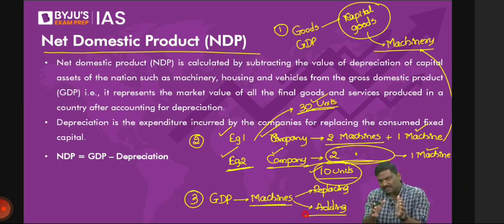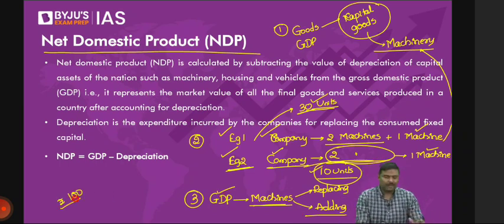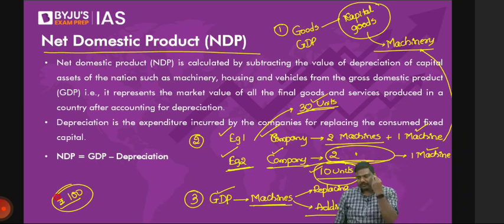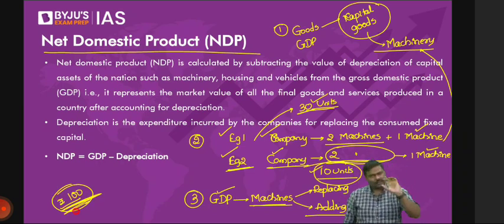But now the question arises, using the GDP value, let's say the GDP value is 100 rupees. Now tell me, out of this GDP value of 100 rupees, can you find out how many machines produced were used for replacing existing capital, or were used as an addition to the capital? I hope you understand my point. Can you find that information out of this GDP value of 100? Can you find it out? Absolutely no. What is the GDP? It is the market price. That's it.